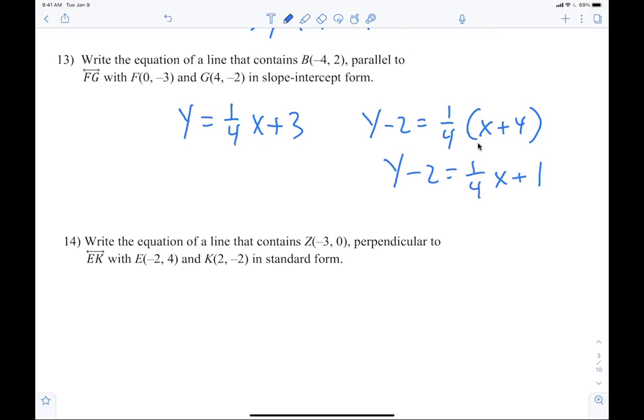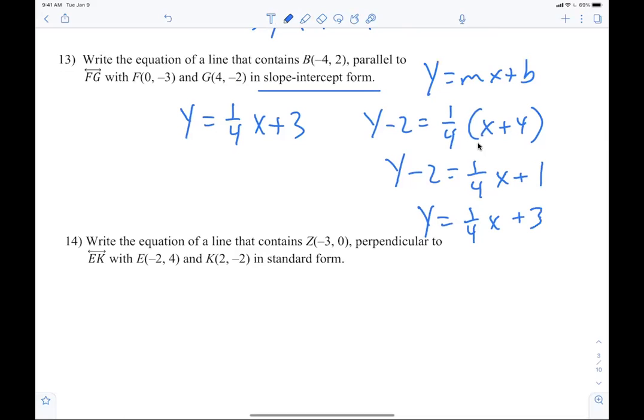Y minus 2 equals 1/4 x plus 1. Right? Then when we add 2, y equals. I'm trying to put it in point slope form. I'm sorry, slope intercept form, which is y equals mx plus b. You with me? Standard form, I'd multiply by 4. Is that better?